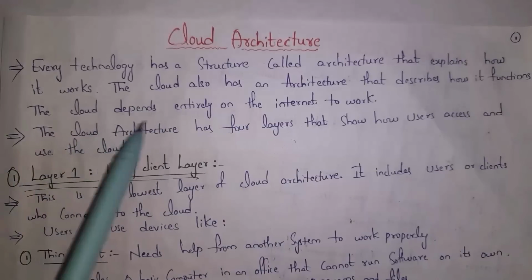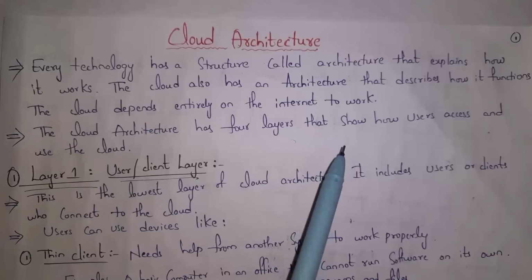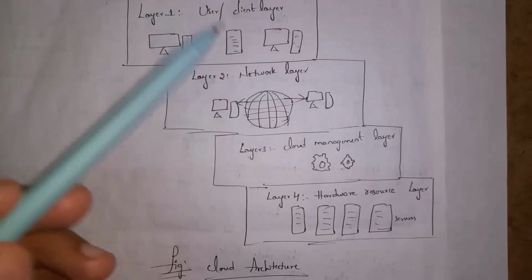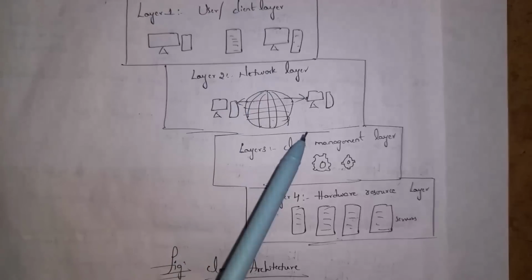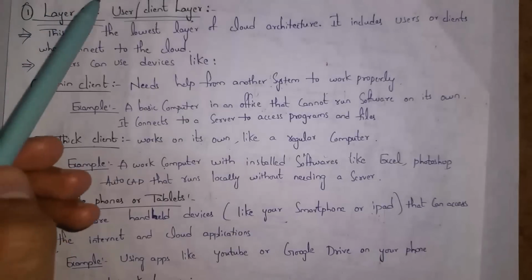Guys, cloud architecture has 4 layers. By seeing that 4 layers, we can clearly know how user access and use the cloud. These are 4 layers in cloud architecture. The first one is user or client layer. Second one is network layer. Third one is cloud management layer. And fourth one is hardware resource layer. I will explain each layer in detail. At first, I will explain user or client layer.